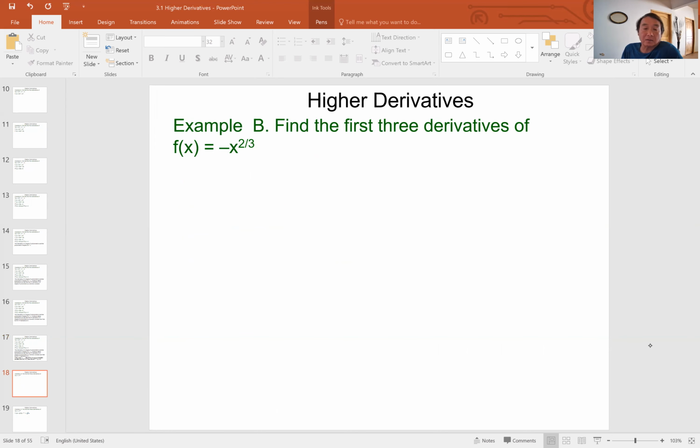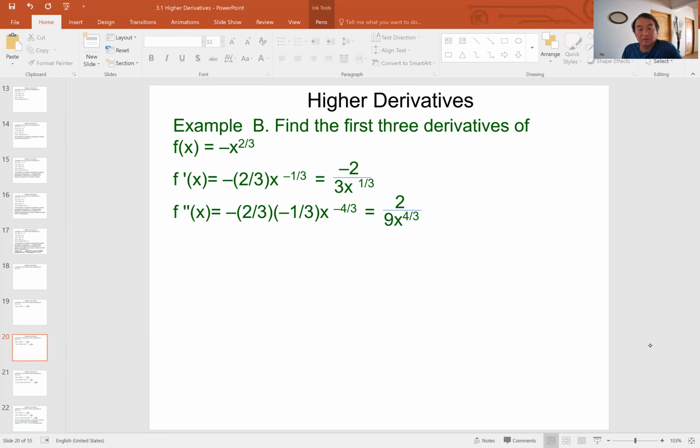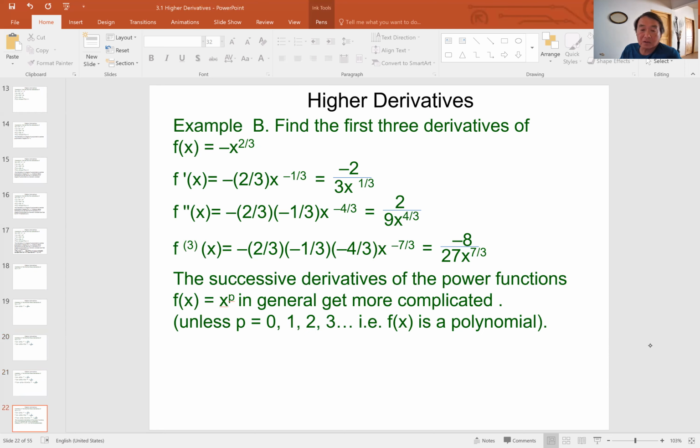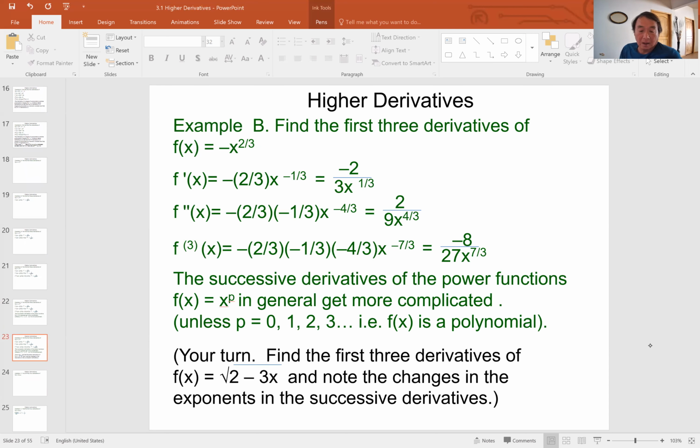Okay. Now, how about fractional power functions like this? Well, for all the other powers, they don't become 0. They get, in some sense, messier and messier because you keep subtracting 1 from the power. The first derivative is over x to the 1/3 power. Then the second derivative has x to the 4th power in the denominator, and so on. So they don't get cleaned up. They don't become 0, unlike the polynomials.